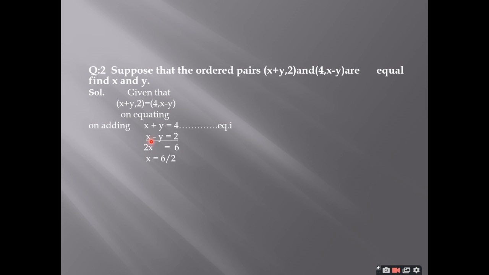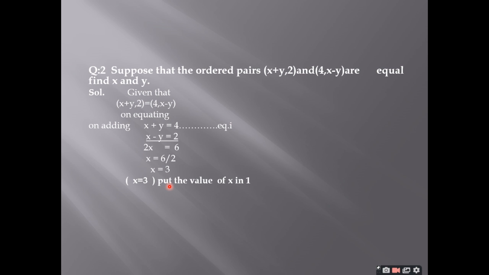When we transpose 2 to the right hand side, it will divide by 2. So x is equal to 6 divided by 2. So x is equal to 3. Two ones are 2, two threes are 6. Now x is equal to 3.